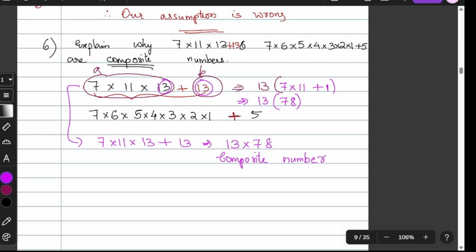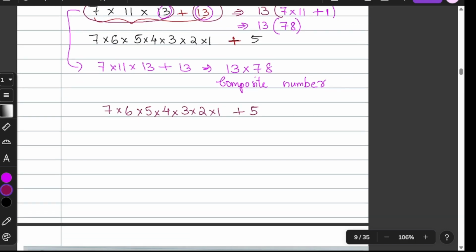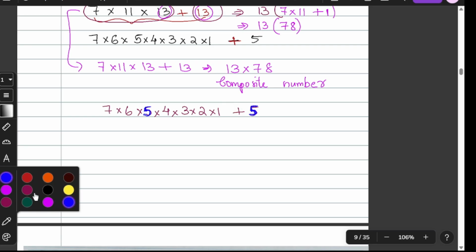Now I have to show the next part. What is my next part? It is 7 into 6 into 5 into 4 into 3 into 2 into 1 plus again 5. Whether this is also a composite number or not, I have to check. How can I check that? Look here, 5 is there here also. So I can take 5 common outside from both the cases.